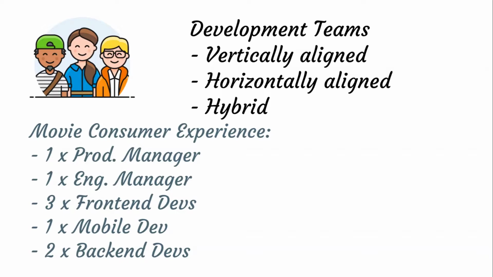Now, I'm also talking about hybrid alignments, right? In some companies, you're going to find a mixture of these two types of alignments. If you take a look at the example of the vertically aligned team that I'm showing here, the movie consumer experience team, you're going to see that at the moment, that team doesn't really have any QA analysts. And they don't have any SRE or DevOps people that can help them with the deployments of the application. So in some companies, some of these teams are going to be shared across the whole organization.